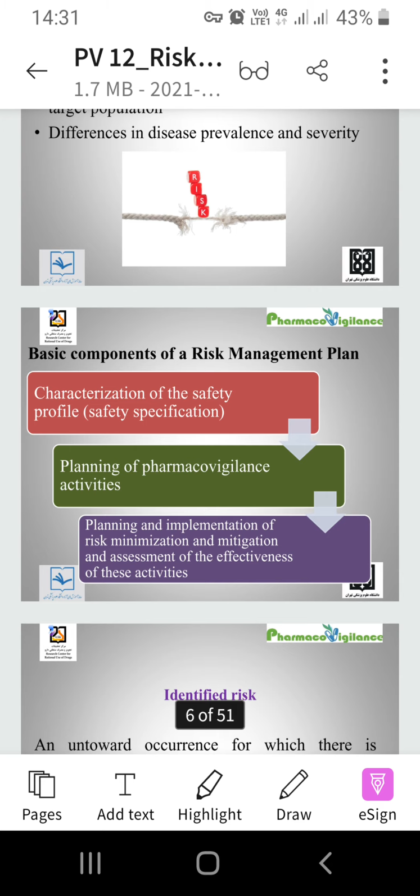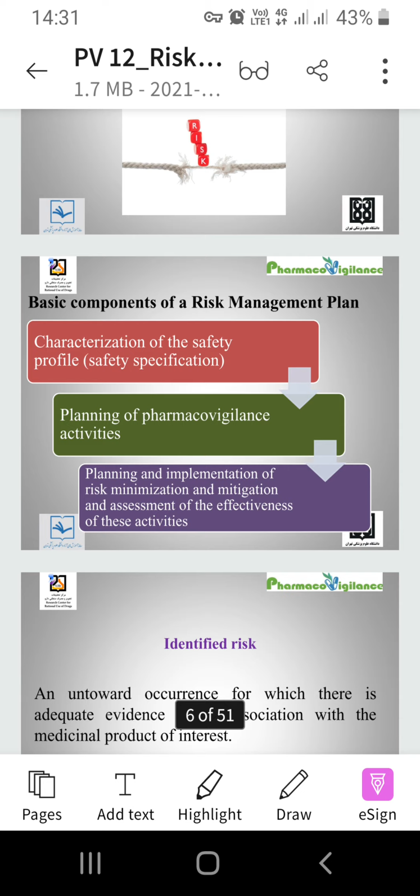For the basic components of a risk management plan, we should do a characterization of the safety profile, the safety specification. For that purpose, we should have planning of the pharmacovigilance activity. We should also have planning and implementation of the risk minimization and mitigation, and assessment of the effectiveness of this activity. And every step should be determined and have a SOP.